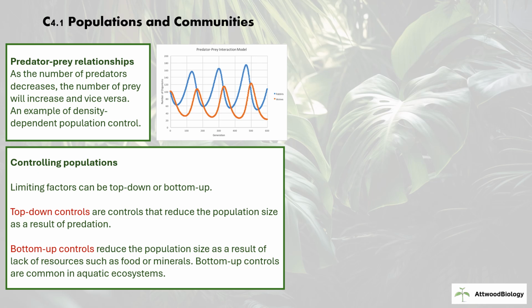We've also got top-down and bottom-up controls. So all limiting factors can be either top-down or bottom-up, and top-down controls are controls that reduce the population size as a result of predation. So if you increase the predators, more of the prey will be eaten, and that will decrease the population size. And bottom-up controls reduce the population size as a result of lack of resources such as food or minerals. So if for some reason a disease wipes out a specific crop, then that might impact whichever consumer eats that crop, and therefore their population size would decrease. And bottom-up controls are common in aquatic ecosystems.